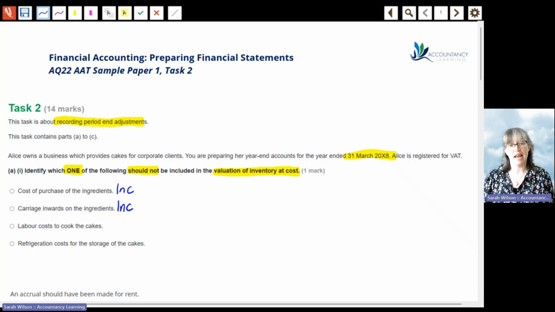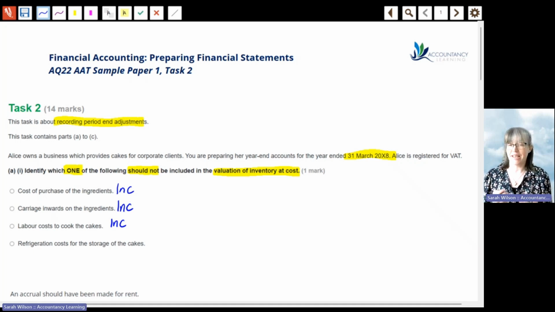The third one there is labour costs to cook the cakes. So we need the bakers in order to make cakes. Without those bakers, the cakes wouldn't be produced. So therefore, we need to include those labour costs as part of the valuation.